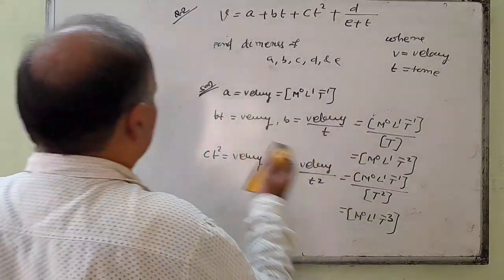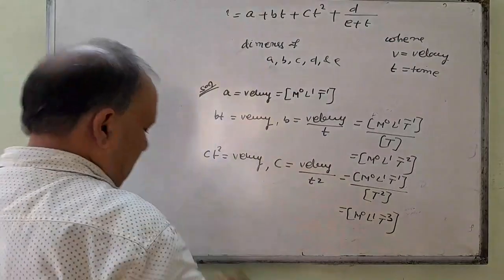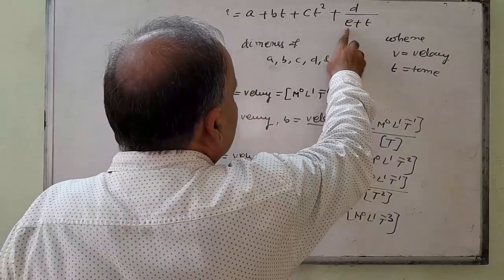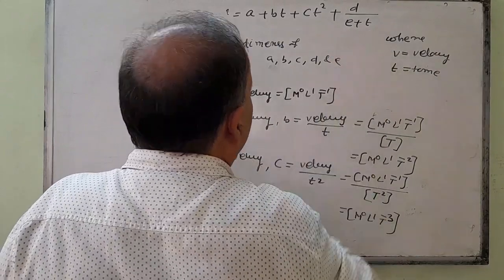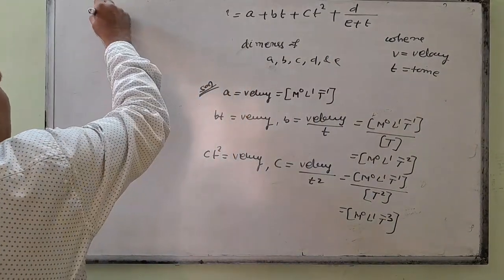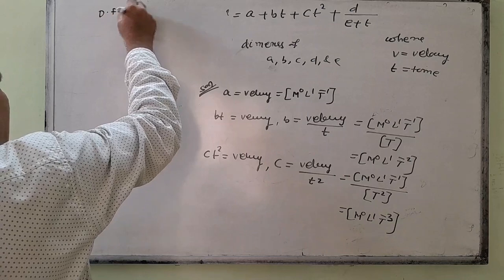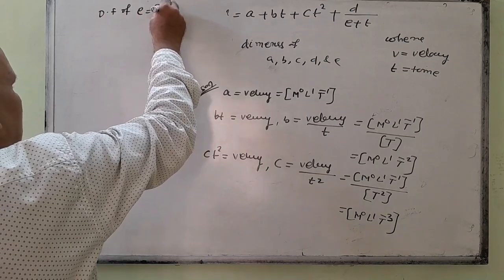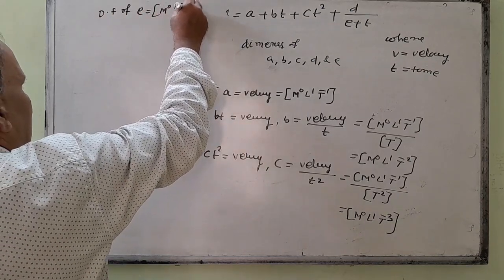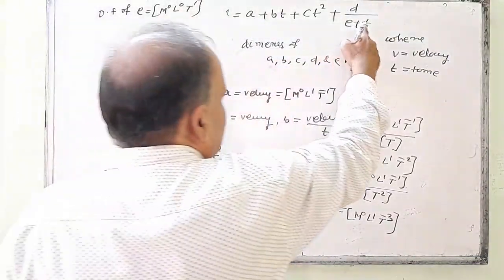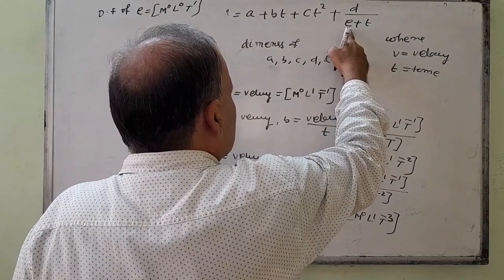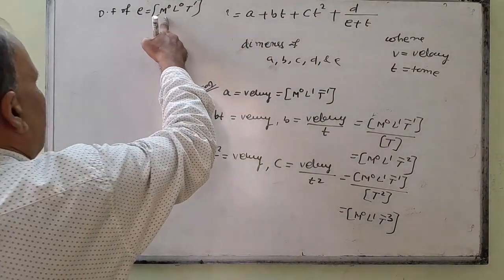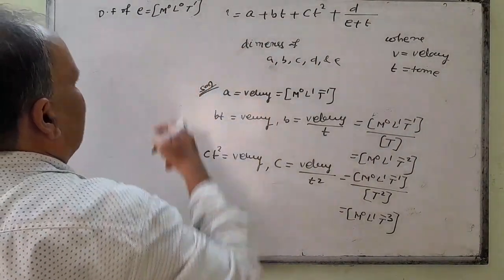Again you see, E plus T, since E is added with time, we can say dimensional formula of E is equal to M0 L0 T1 because E is added with the time, so the E must be time. So its dimensional formula is M0 L0 T1.